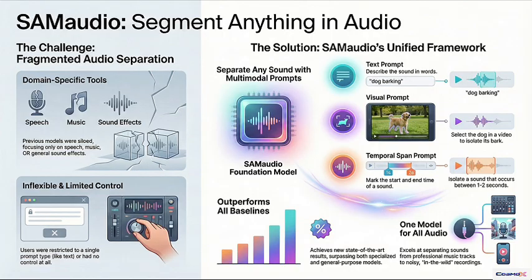It's a whole new way of thinking about the problem, moving way beyond those old systems that were stuck with fixed vocabularies or single prompts. This is about truly arbitrary separation. That's the key difference, right? For years, you were just stuck. Models could find vocals or drums, sure, but they couldn't handle a really specific request. Something like the subtle squeak of the third chair from the left. Exactly. And they were always limited to just one type of cue, usually a simple text label.